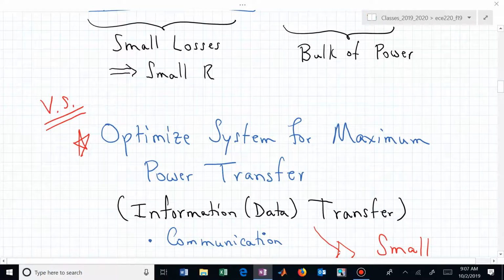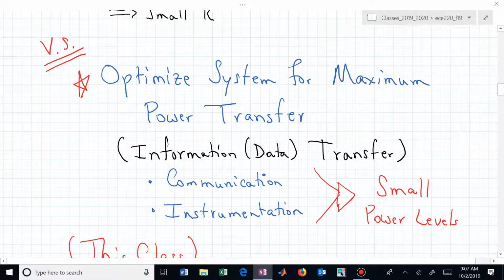How do we optimize our system for maximum power transfer? And this is when we have low levels of power. We may build this system, this amplifier, and we want to make sure that it is delivering the best power that it can to our loudspeakers.